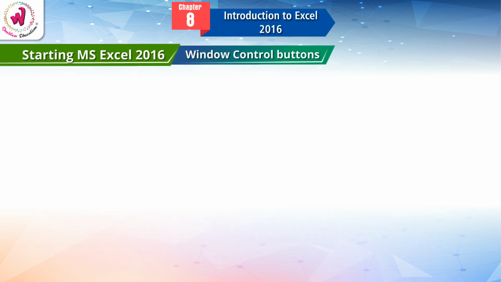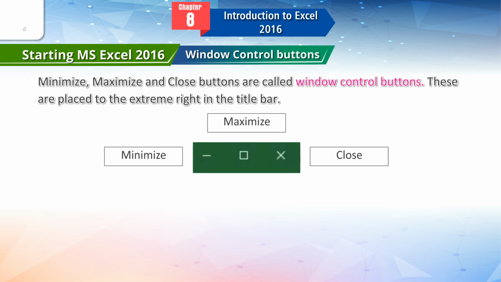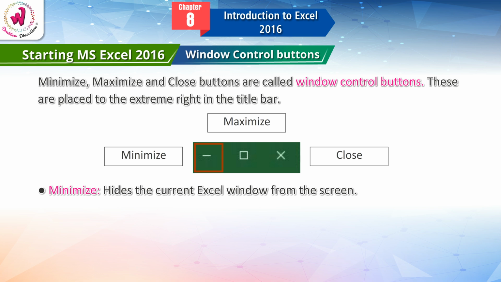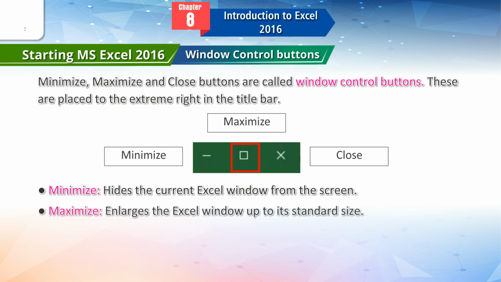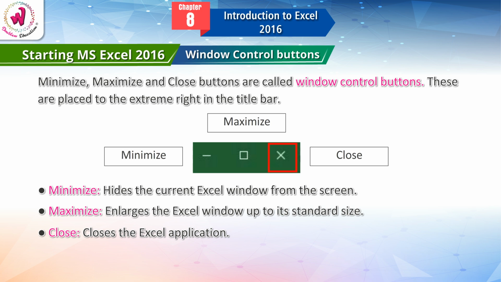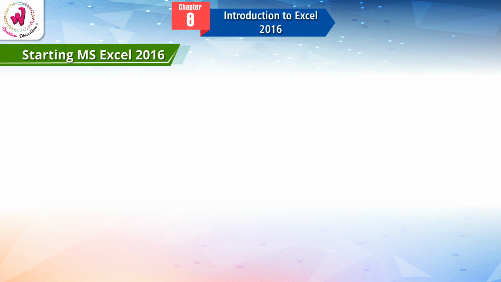Window control buttons. Minimize, maximize and close buttons are called window control buttons. These are placed to the extreme right in the title bar. Minimize hides the current Excel window from the screen. Maximize enlarges the Excel window up to its standard size. Close closes the Excel application.